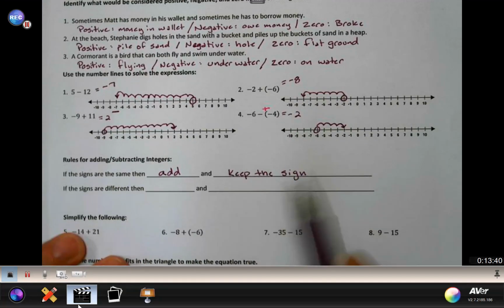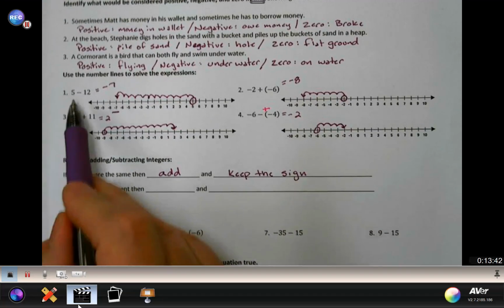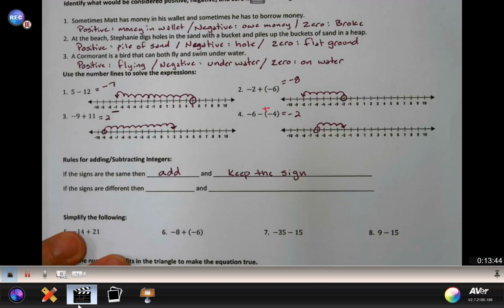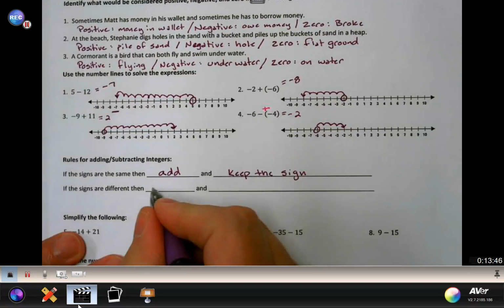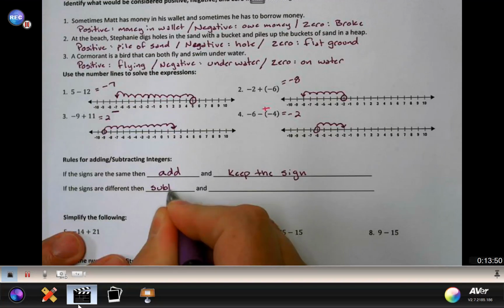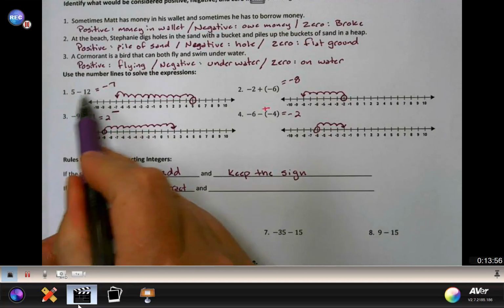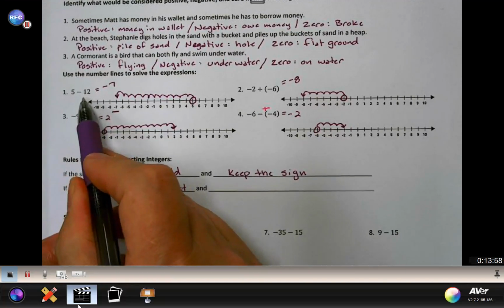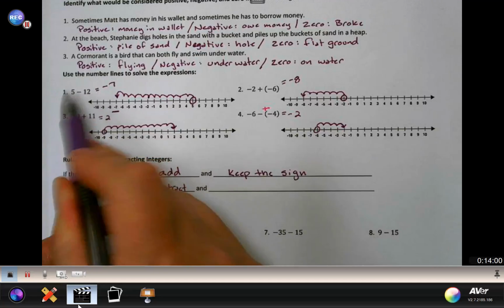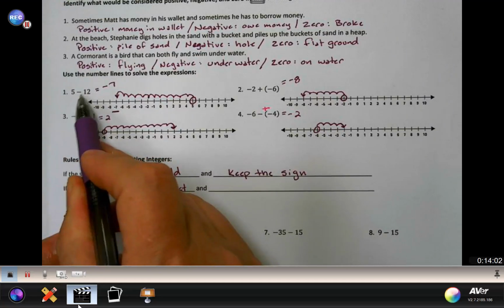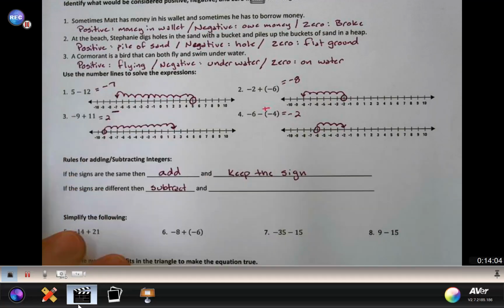If the signs are different, so 5 minus 12, those are two different signs. What am I supposed to do? I'm supposed to subtract the numbers, but keep the sign of the biggest number. The biggest number was 12. We're talking about the absolute value here. So 12 is bigger than 5. So this 12 was negative, so our answer is negative.